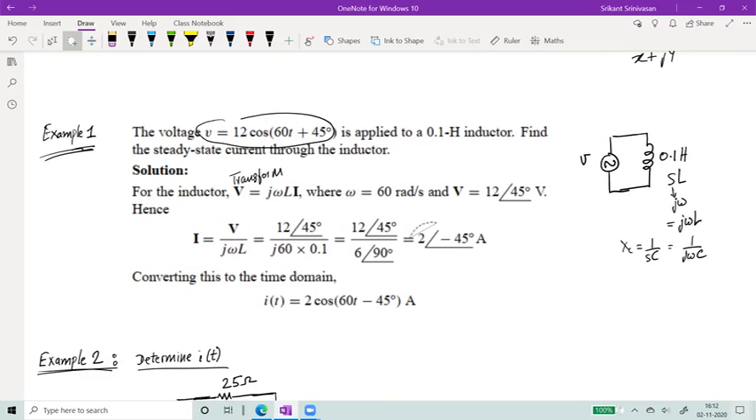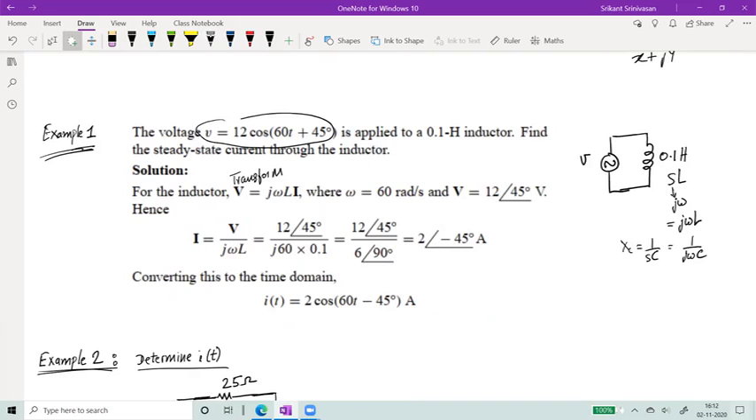So what is the current in the time domain? This is in the frequency domain, right? So if I convert it to time domain, then the answer is magnitude 2 cos, because I said it's the same function. If the voltage is cos omega t, the current is also cos omega t. So it's going to be cos 60t and this is also cos 60t. Only thing that changed is what? The angle. So the original voltage is plus 45, this is minus 45.